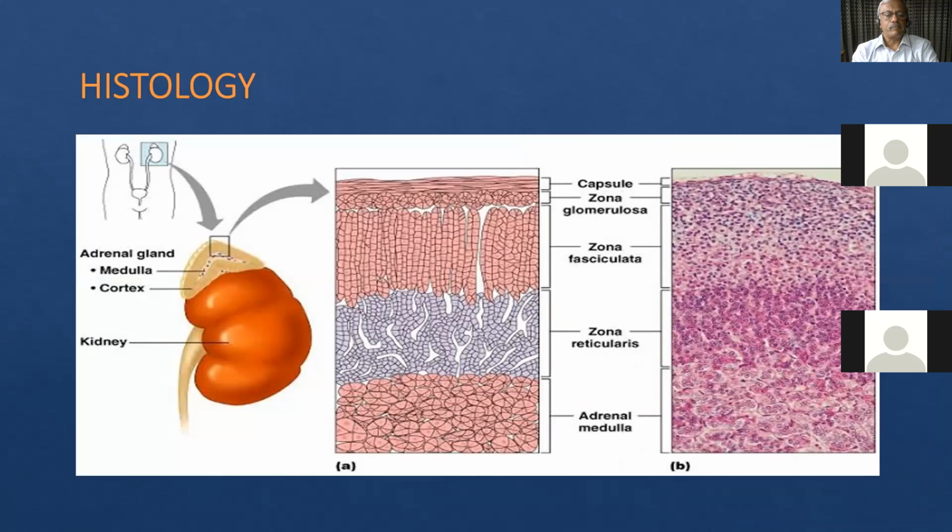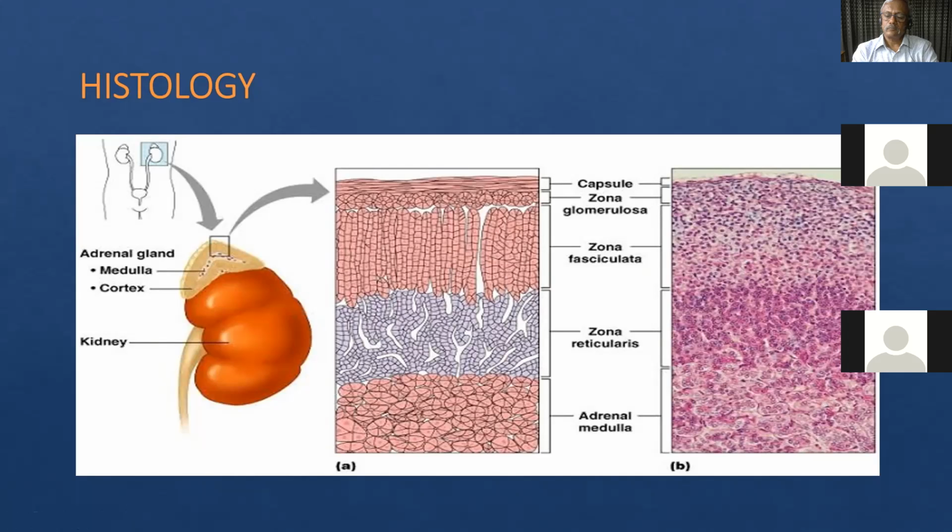So the image in the slide shows the histology of the adrenal gland. The adrenal cortex contains three zones: zona glomerulosa, which contains cells arranged in a spherical manner; zona fasciculata, in which cells are arranged in straight columns separated by fibrous septa; and zona reticularis, in which the cells are arranged in an irregular net-like fashion.